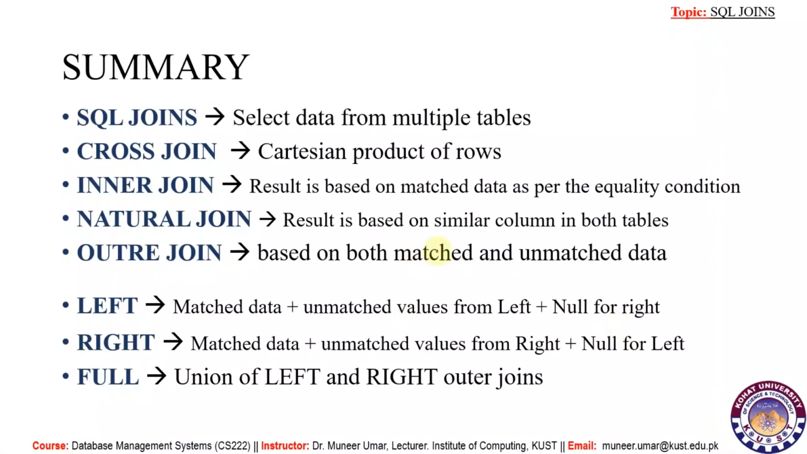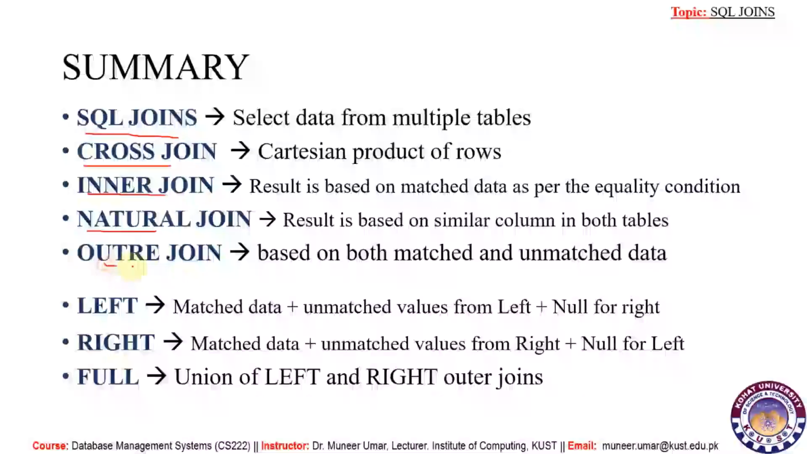In today's lecture we studied about SQL join, used to get data from multiple tables. Then cross join will give us the Cartesian product of rows of both tables given. Then inner join is used to get the matched data. Inner join is also called equijoin. And in natural join we don't give any condition, but the common attribute must have the same name and same data type.